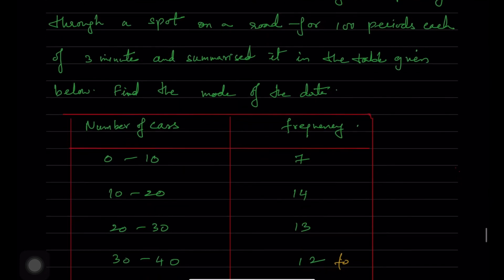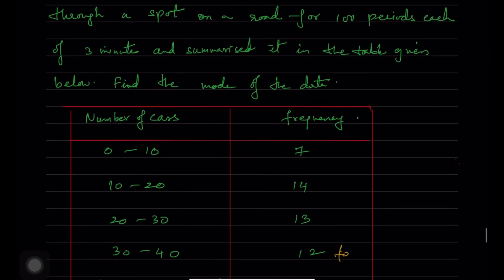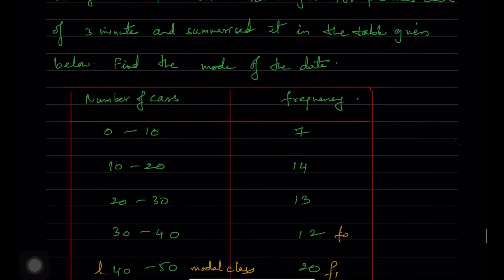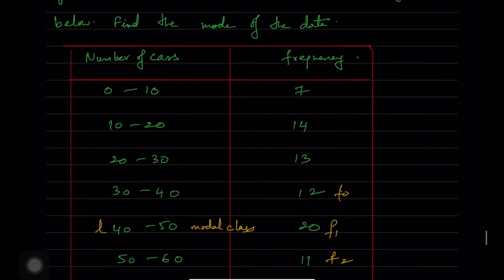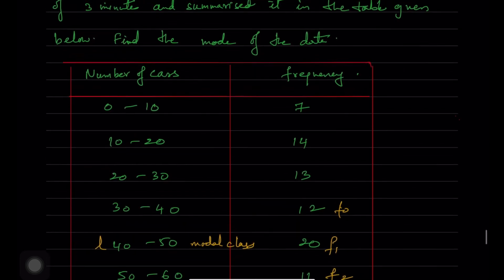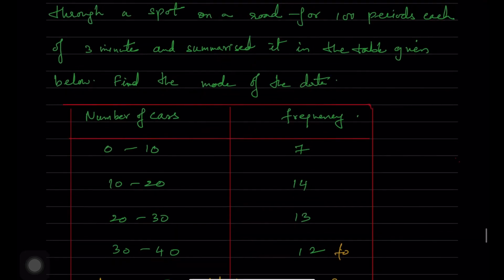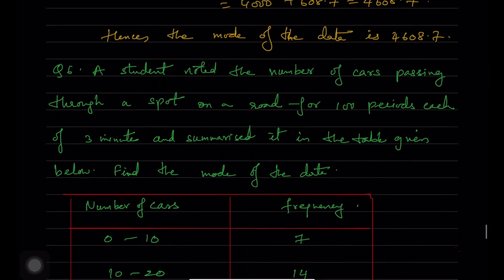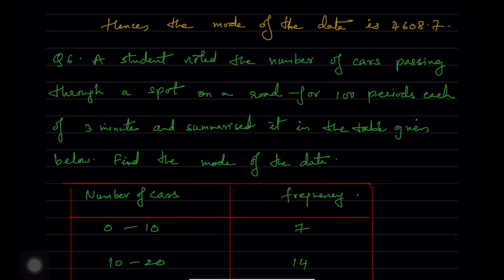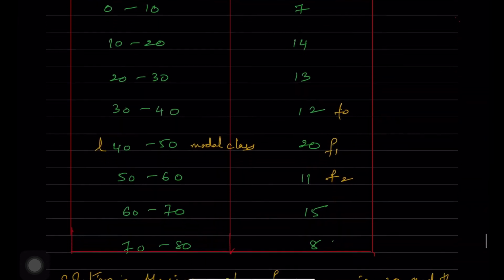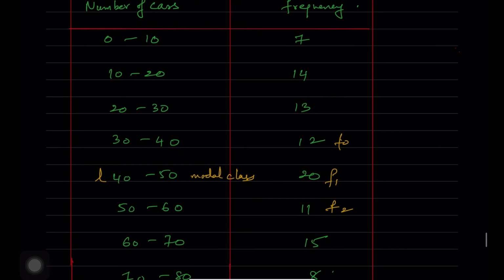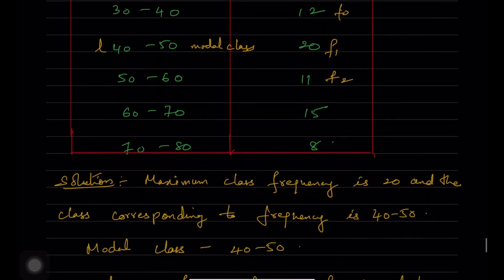Now a student noted the number of cars passing through a spot on a road for 100 periods, each of 3 minutes, and summarized it in the table given below. So find the mode of the data. The number of cars and the frequency: from 0 to 10 you have frequency 7, 10 to 20 is 14, 20 to 30 is 13, 30 to 40 it is 12, 40 to 50 is 20, 50 to 60 is 11 and so on.